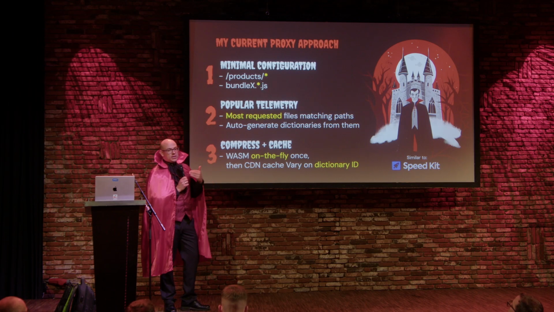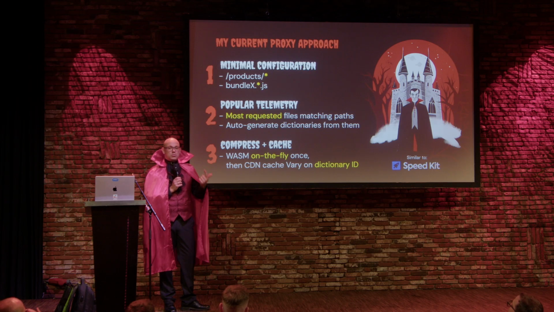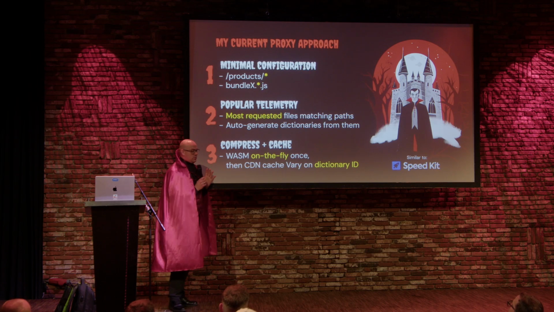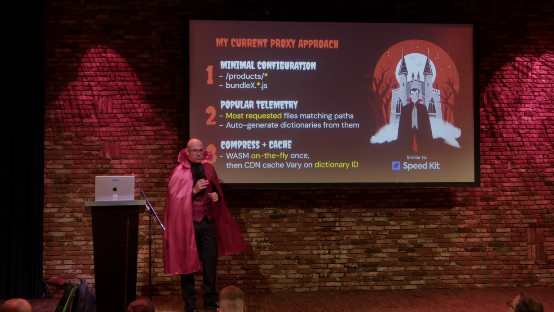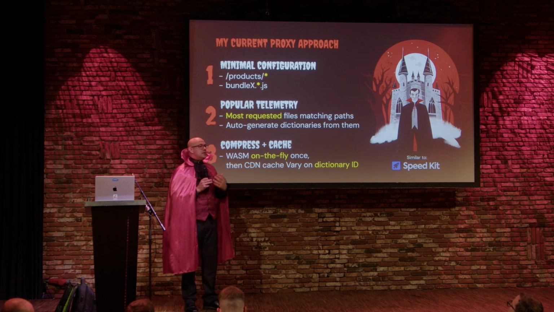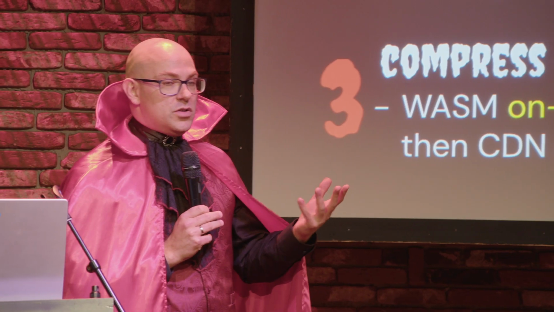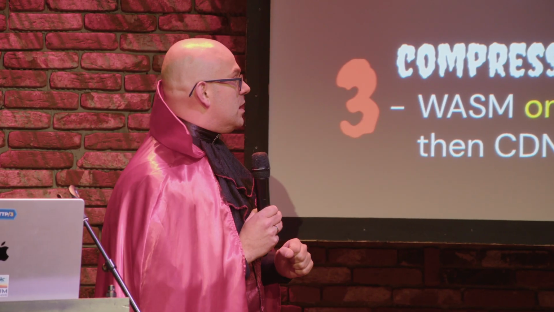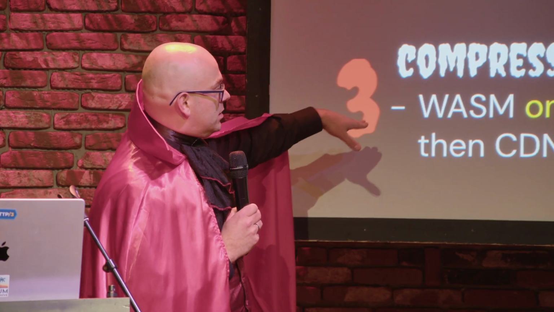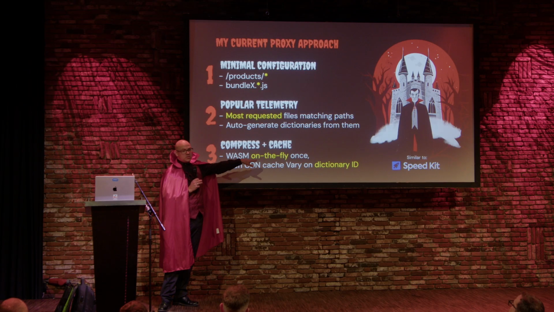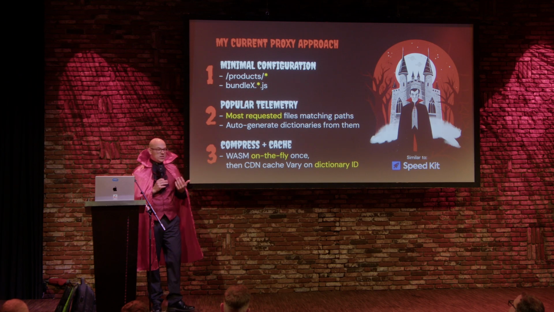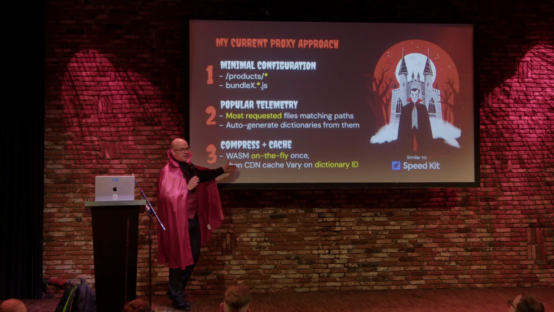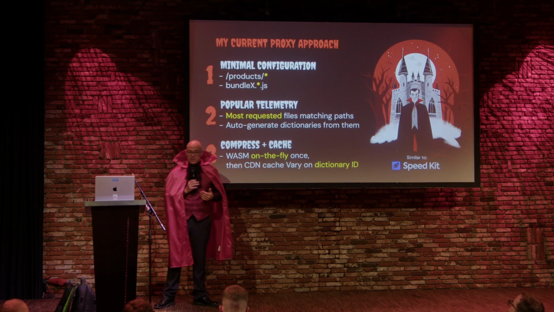Once I have that, I will then use telemetry, so server logs, RUM beacons, whatever you want, to look at which are the most popular resources that match the URLs on top. Because those are, of course, going to be requested most often and benefit most from potential dictionary compression. I try to figure out who those are and then generate dictionaries based on that on the fly. I then do the WebAssembly compression once. So I fetch the normal version from the origin, compress it relative to the compression dictionary once at the edge, and then that gets stored in the CDN cache based on the used dictionary ID.